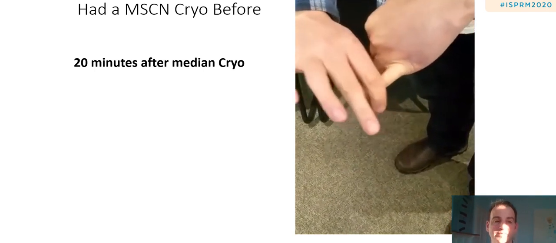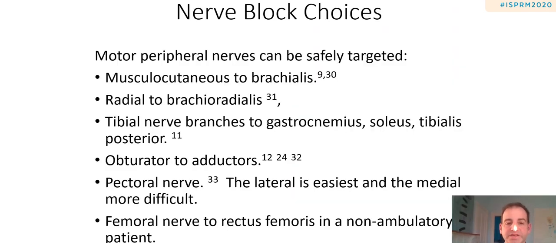And we have decided that these are the main branches at this point that we will target for cryoneurotomy, as in general they are large, easy to find motor branches that don't have sensory components.